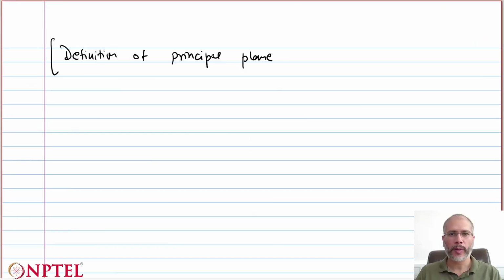So let us recap our definition of a principal plane. This is a plane where there is no shear stress. What that would mean is that the traction vector on this surface with an outward normal n hat will simply be some quantity times n hat. So this is basically saying that the traction vector is along the n hat direction, and that is the meaning of a body being in principal stress state.